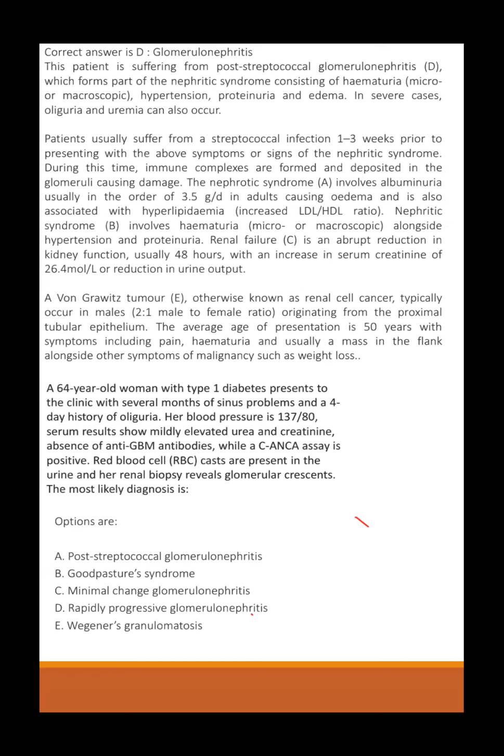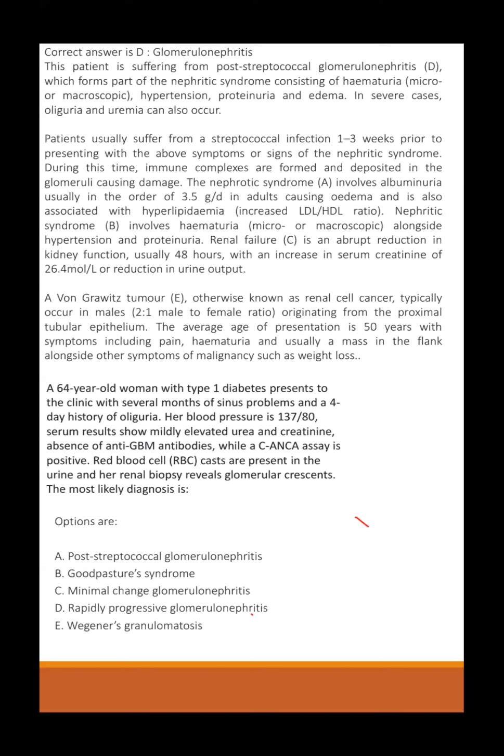Serum results show mildly elevated urea and creatinine. Absent anti-GBM means it's not Goodpasture, while a C-ANCA assay is positive. It's Wagner's choice. And red blood cell casts are present. This is nephritic syndrome, not nephrotic, because there are RBC casts in the urine, and her renal biopsy revealed glomerular crescents. Glomerular crescents mean RPGN, rapidly progressive glomerulonephritis.